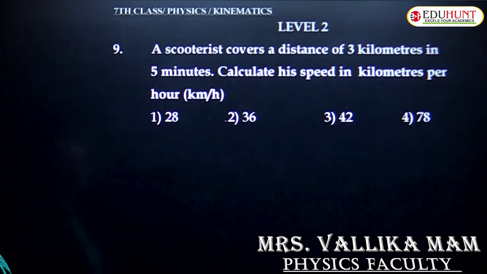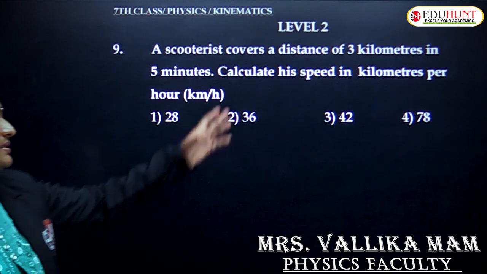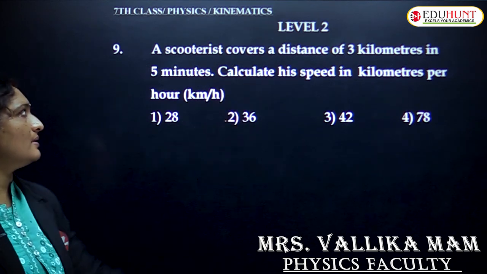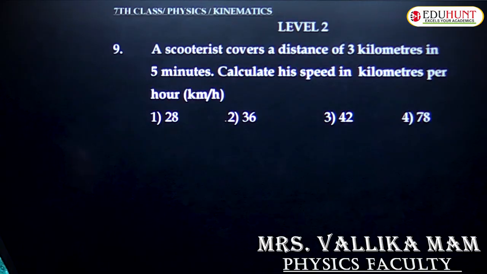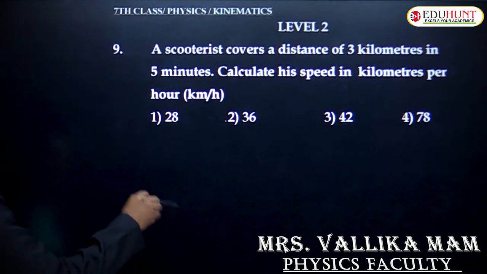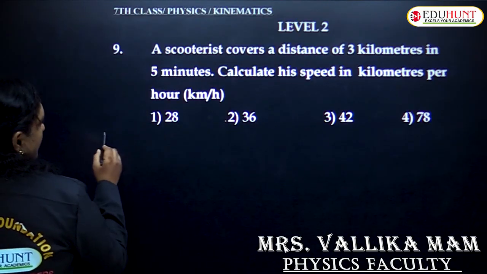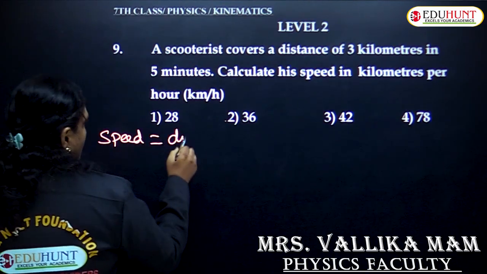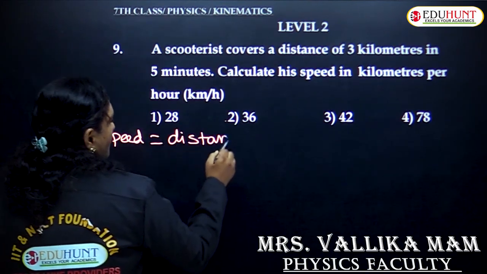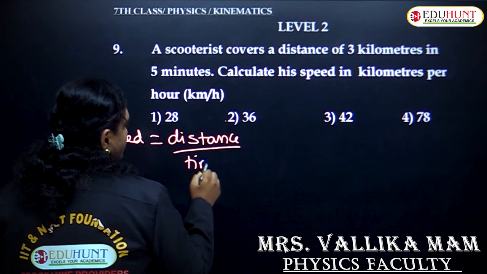So moving ahead, question number 9. A scooterist covers a distance of 3 kilometers in 5 minutes. What was the distance, ma'am? 3 kilometers, and the time was given as 5 minutes. They are asked to calculate his speed in kilometers per hour. Yes. So we know that the speed formula is distance upon time.